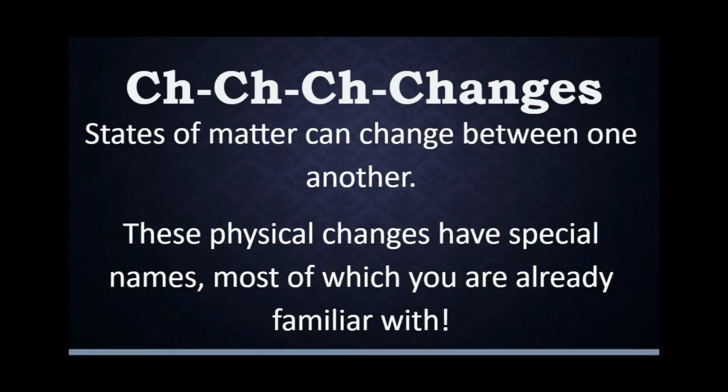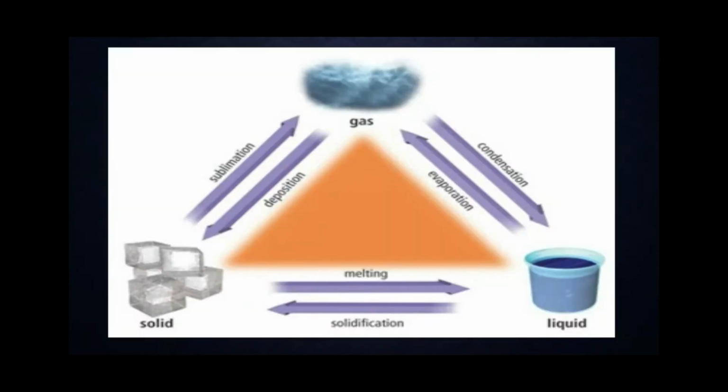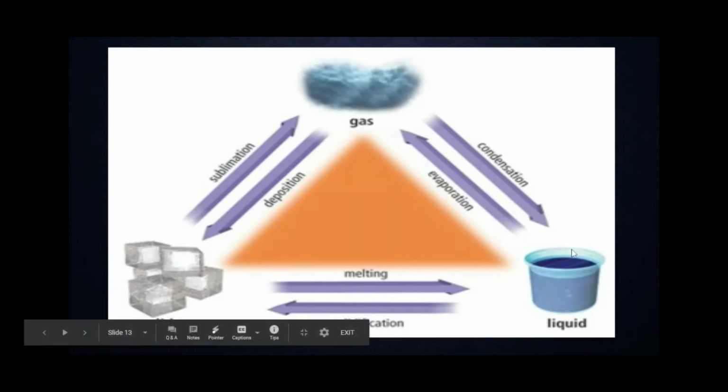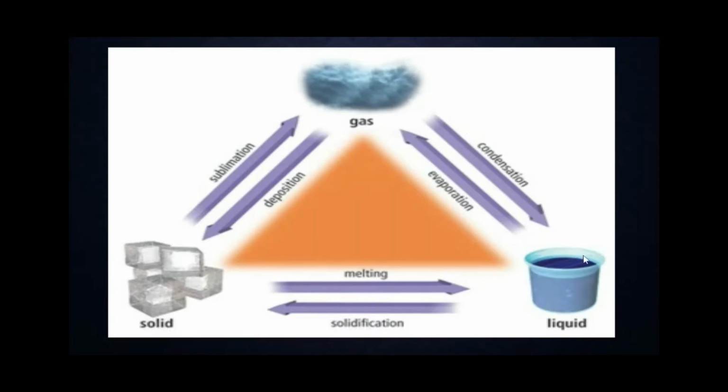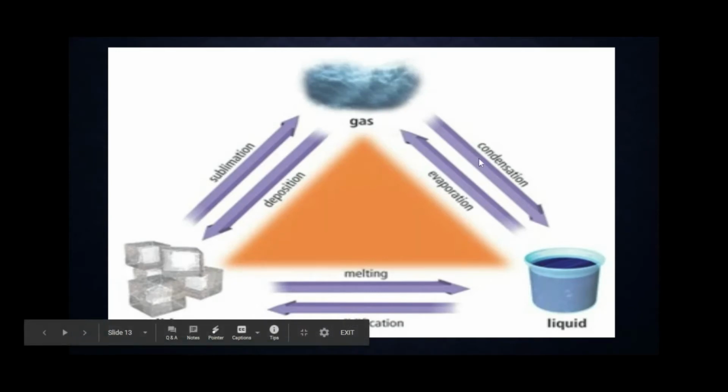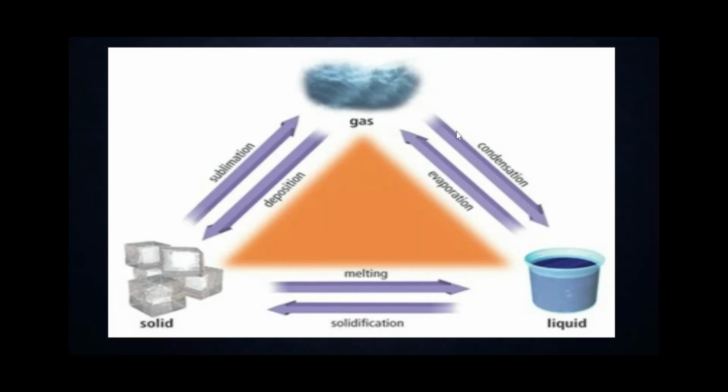So we know that states of matter can change between one another. These physical changes have special names, most of which you are probably already familiar with. If something turns from a gas into a liquid, we call that condensation. So if you've ever noticed sweat beading up on the outside of a very cold glass of water, that's gas turning into a liquid.